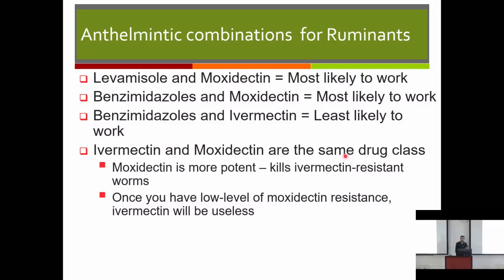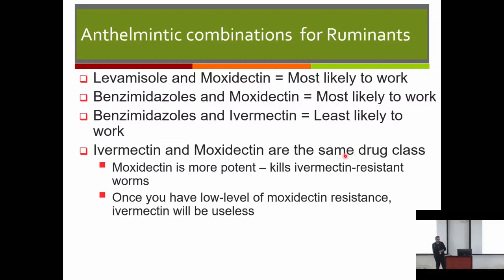Ivermectin and moxidectin are in the same group, but moxidectin works better and kills ivermectin-resistant worms. Once you have a low level of moxidectin resistance, ivermectin will not work. That's the problem with these drugs, and we really don't know why moxidectin is more potent. Because they are the same group with a similar formulation, but this is the outcome of these two drugs.